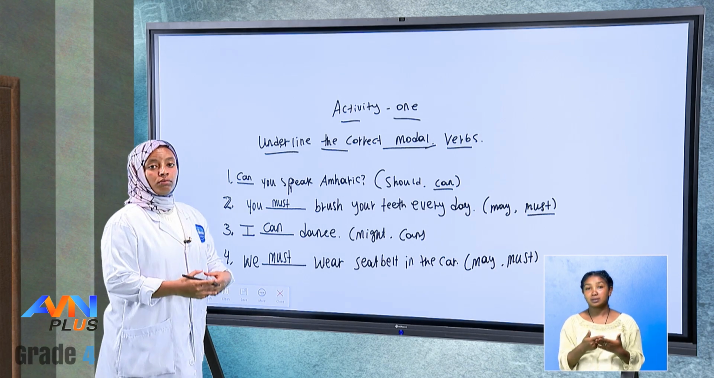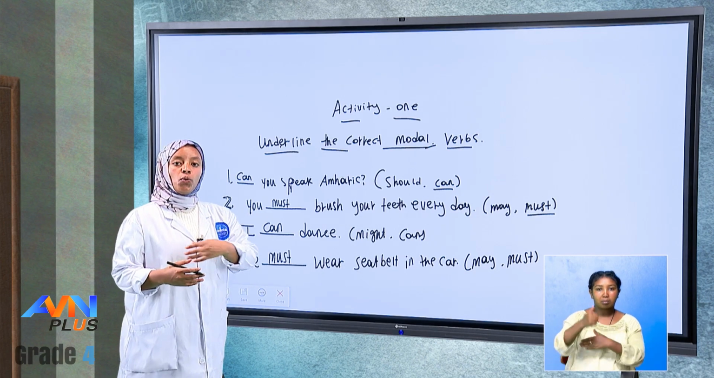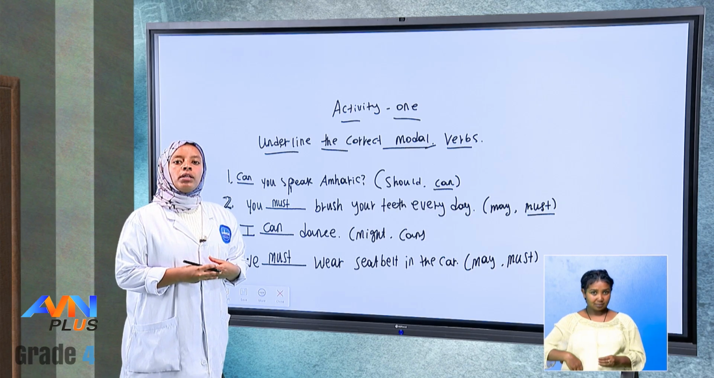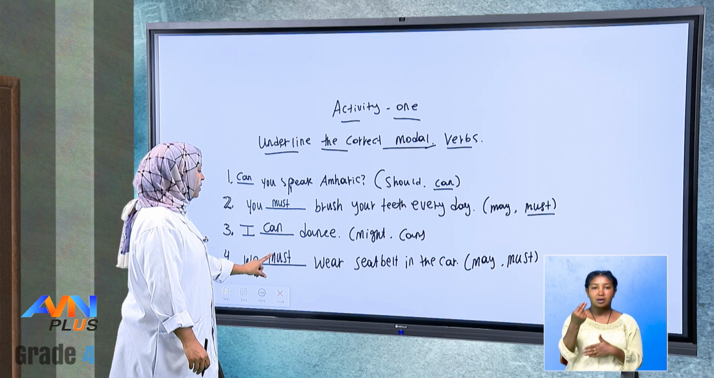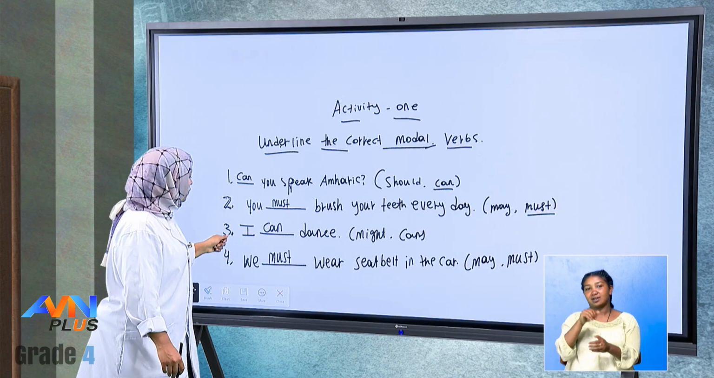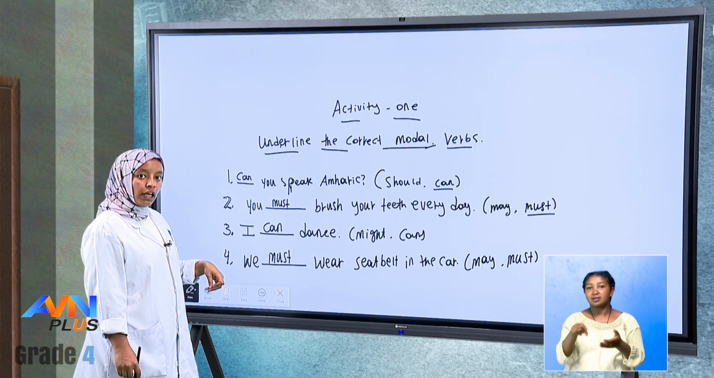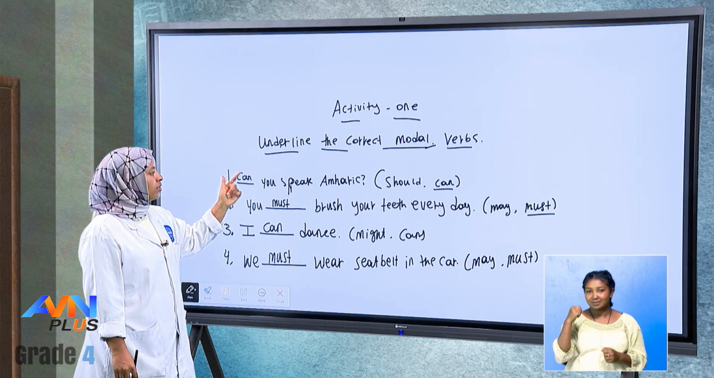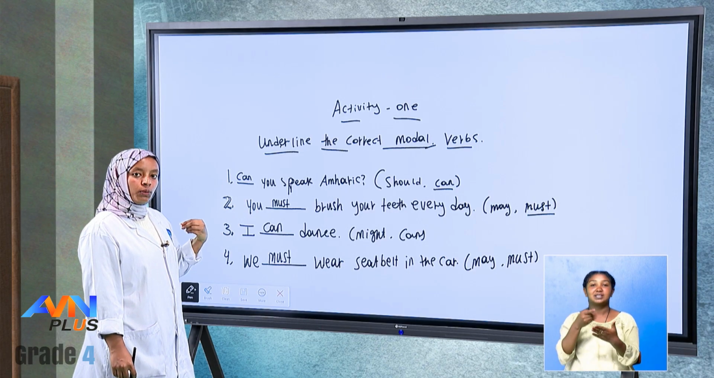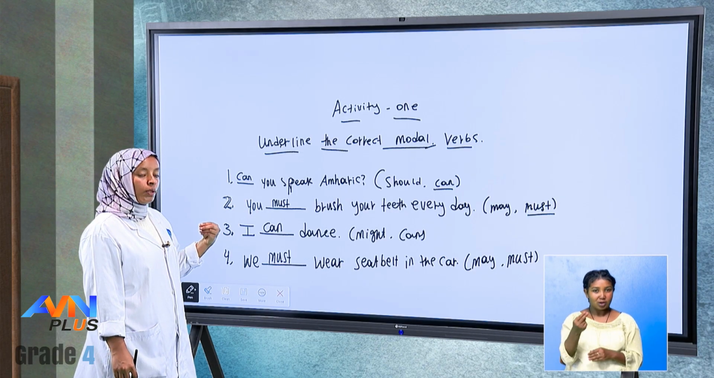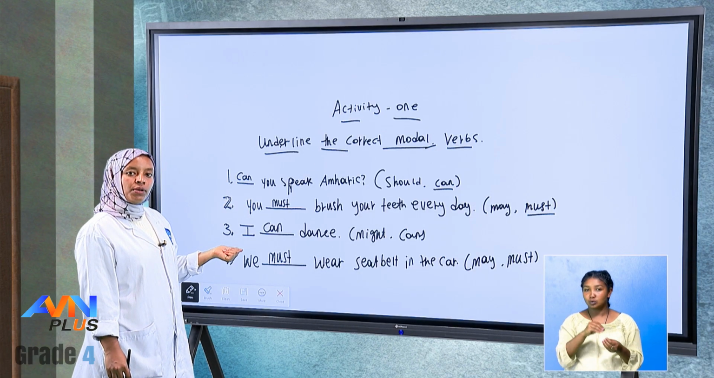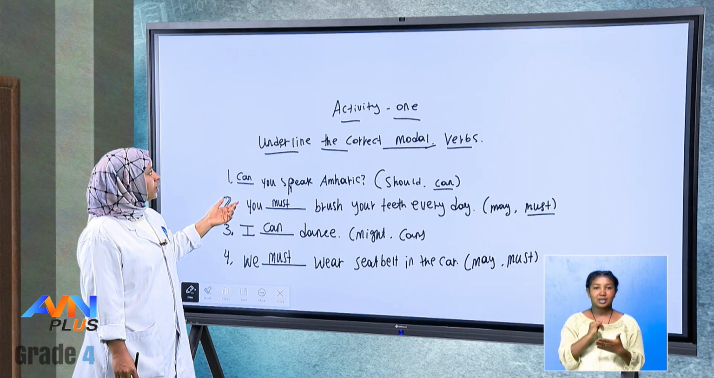Maybe there is a car accident. We can prevent car accidents by wearing a seatbelt in the car. So we can use must. Here is, we must wear seatbelt in the car. Question number 3, I can dance, ability. You must brush your teeth every day. This is obligation and instruction. We can use a strong obligation, must. Can you speak Amharic? This is also ability. So here is the first activity 1.